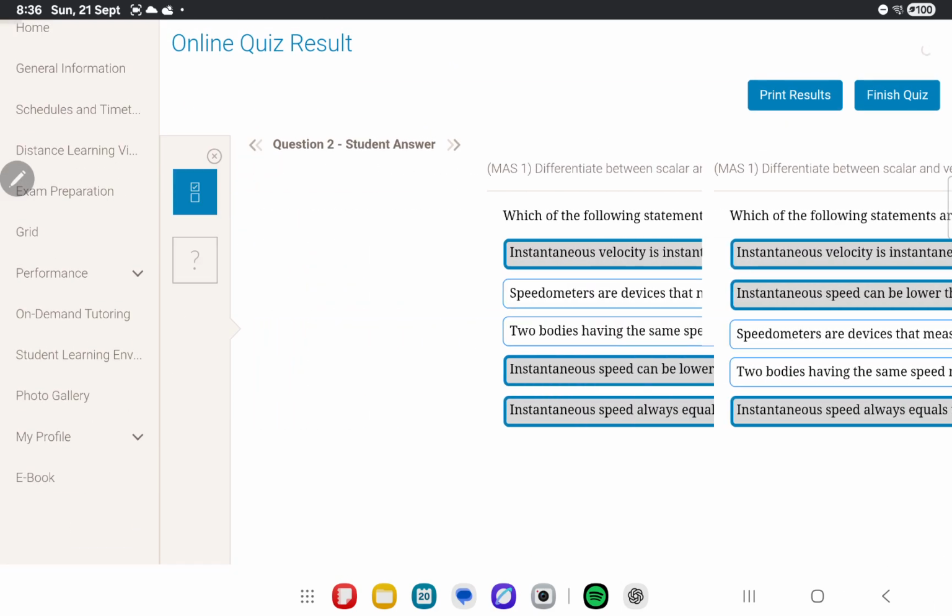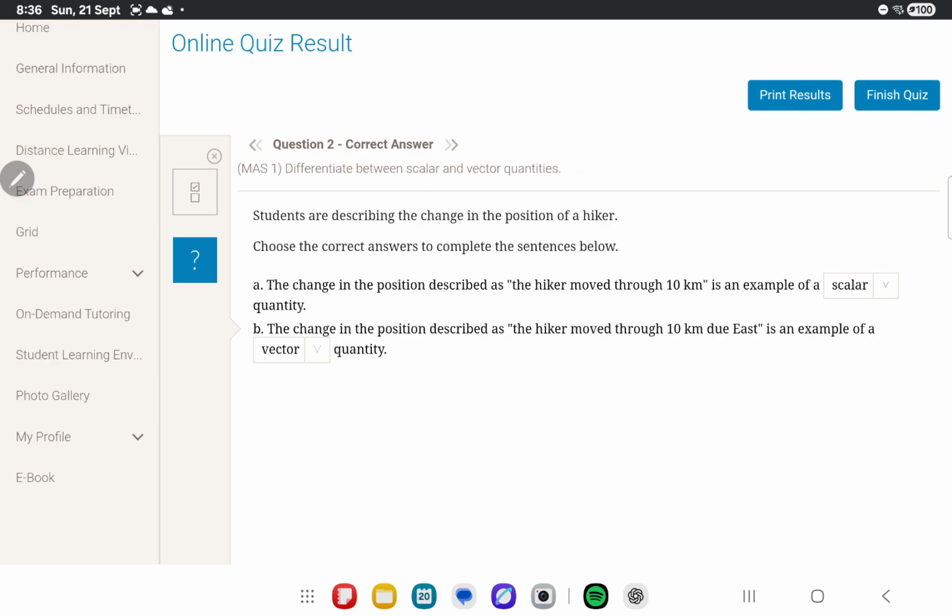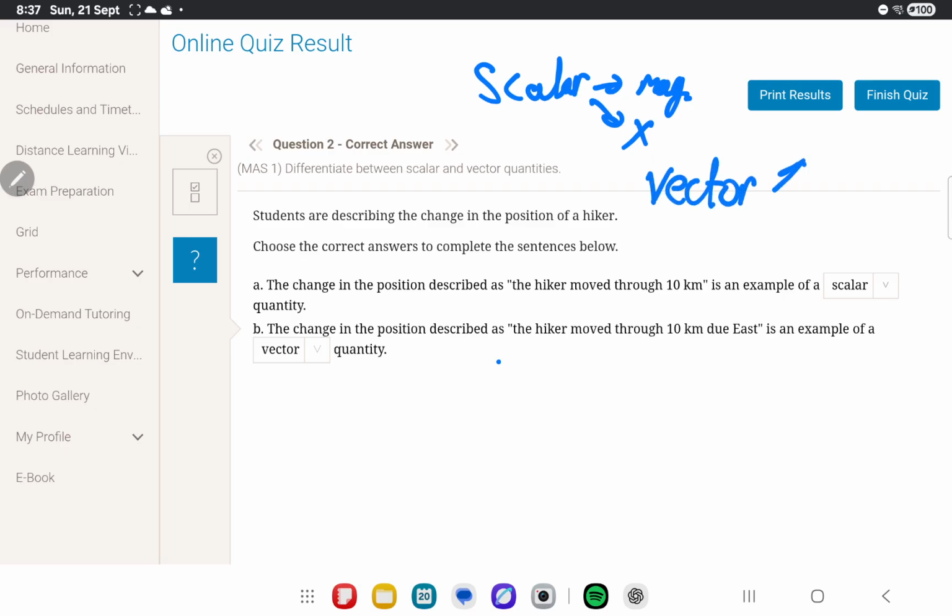Okay, question 2. Students are describing the change of position of a hiker. Choose the correct answers. The change in the position described as the hiker moved 10 kilometers is a scalar quantity. Yes, this is true, because a scalar quantity only has a magnitude. That's it. No direction. A vector quantity has a magnitude and a direction. So the change in position described as the hiker moved 10 kilometers is an example of a scalar quantity, because here we only have 10 kilometers.